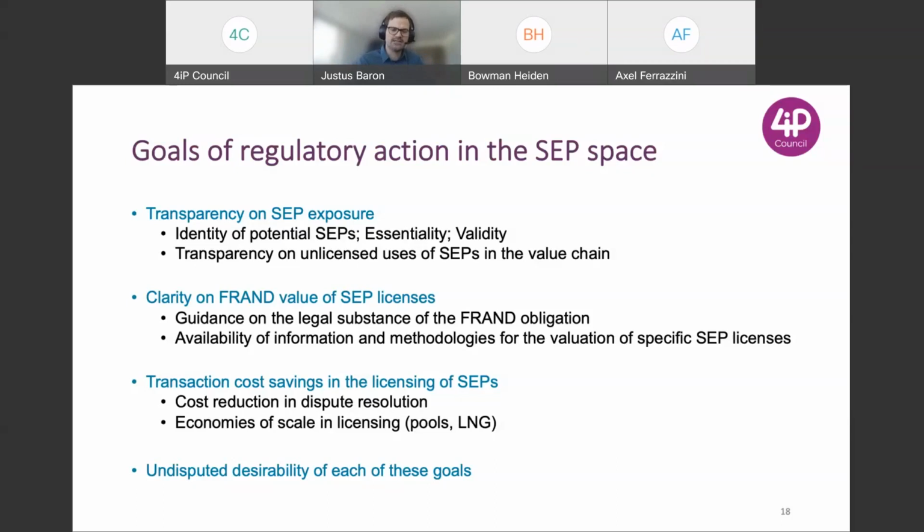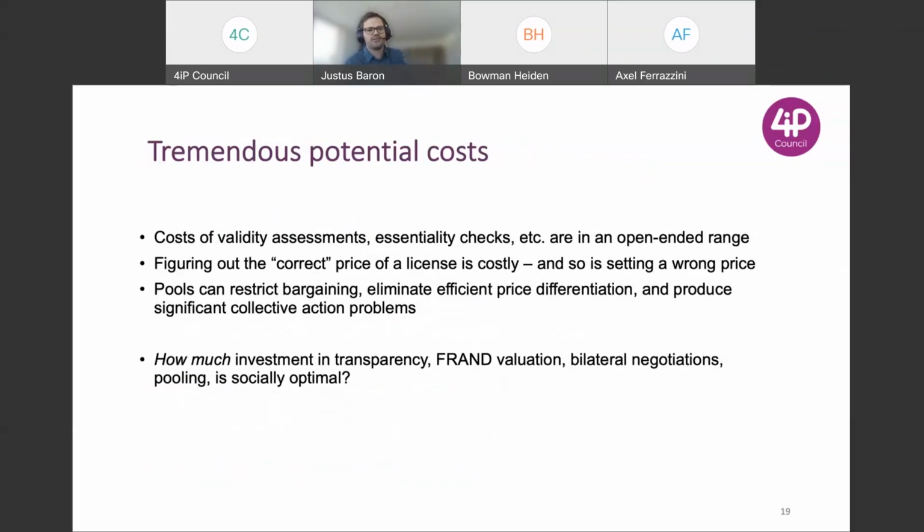I mean, at least in the sense that living in a world in which these things are available for free, we all can agree that we would be better off if there is full transparency, if there is clarity on the FRANA value of SEP licenses, and if we can bring transaction costs in the licensing of SEPs down to zero. But on the other hand, there also is obviously a potentially tremendous cost associated with each of these goals.